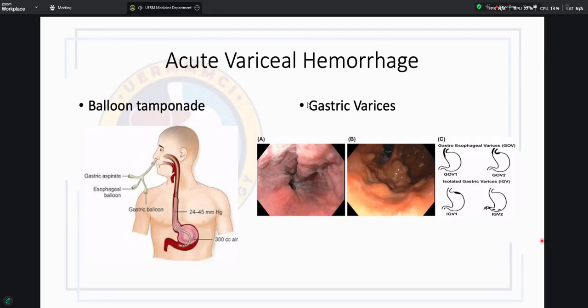Aside from esophageal varices, there can also be gastric varices. Gastric varices may be in continuity with esophageal varices, or they may occur distal from the esophageal varices. For these individuals, endoscopic variceal ligation will most likely be unsuccessful, and the treatment of choice would be cyanoacrylate injection. This is like an instant glue that hardens when it comes in contact with blood.